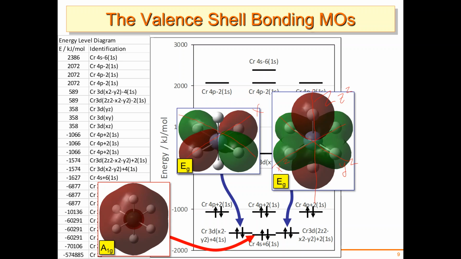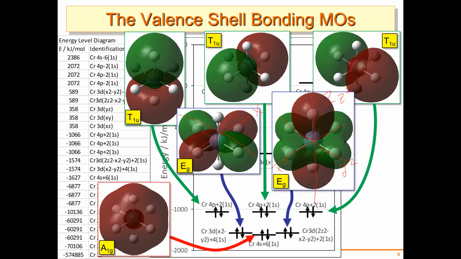So, any questions about this degenerate pair? Okay, let's move to the next one. This next one I thought would be the dxy, dxz, and dyz, but it wasn't. It was the 4p orbitals interacting with the hydrogens. So this is still T1U for all three because it's px, py, and pz, and it's those 4p orbitals interacting with those hydrogens.